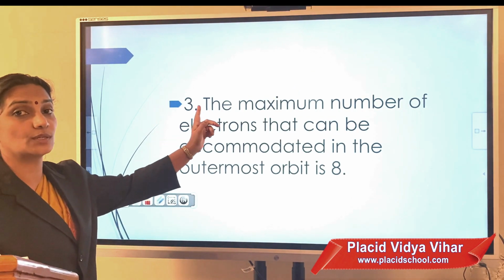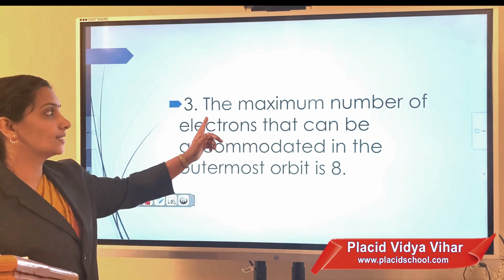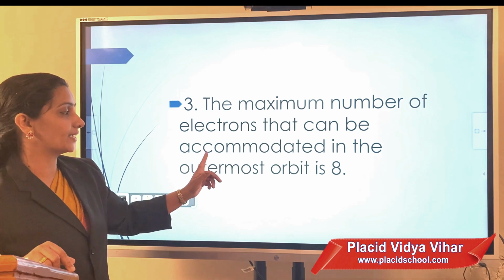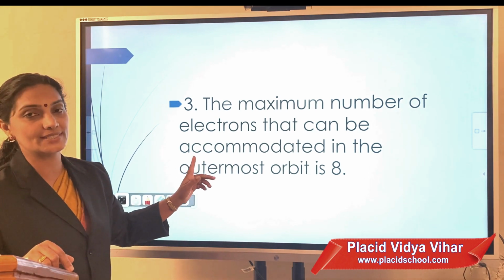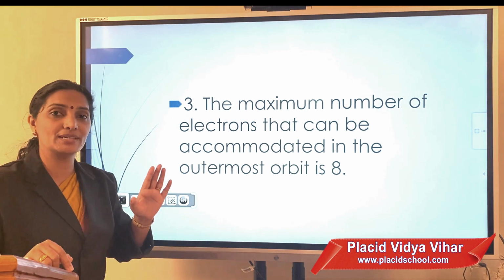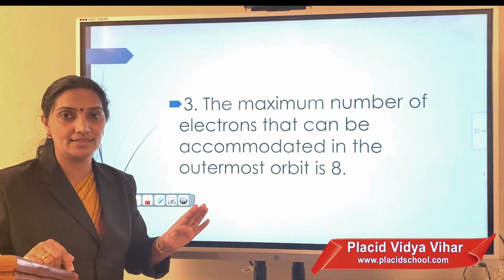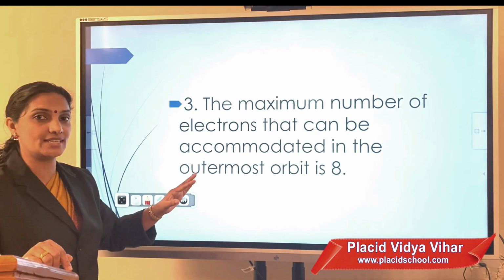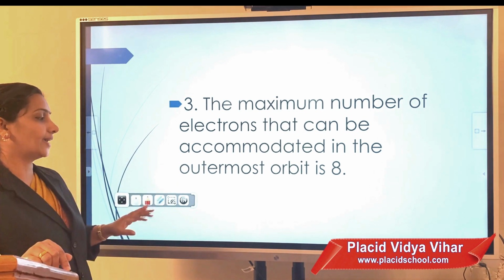What is the third rule of the Bohr-Bury scheme? The maximum number of electrons that can be accommodated in the outermost orbit is 8. The maximum number is 8. Whatever be the capacity of the shell, the maximum number of electrons in an outer shell is always 8.